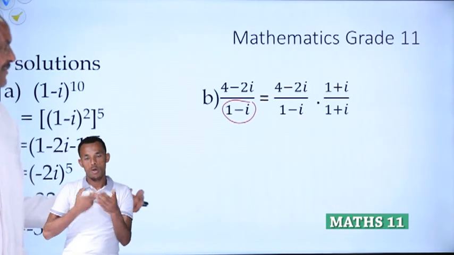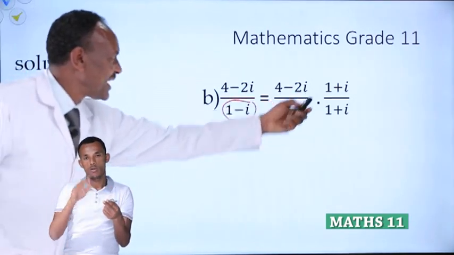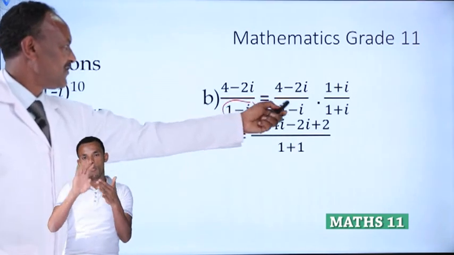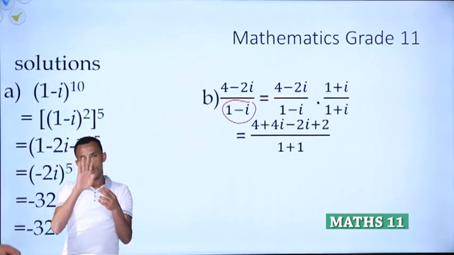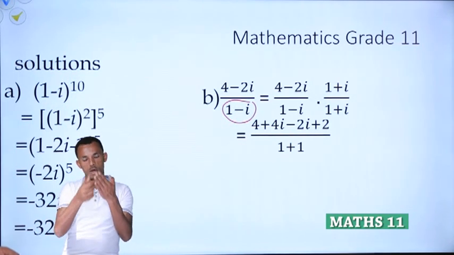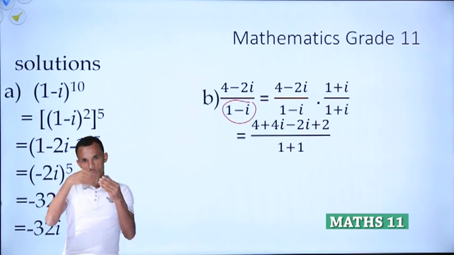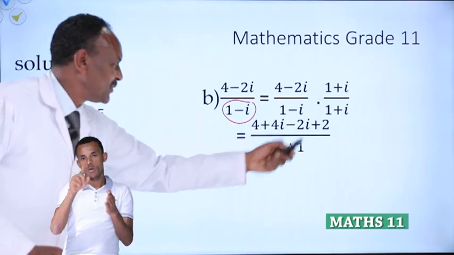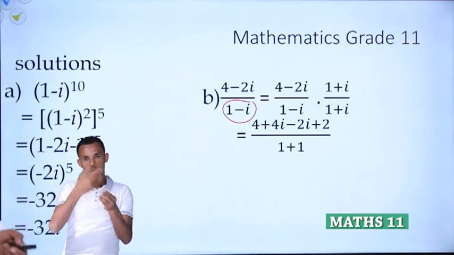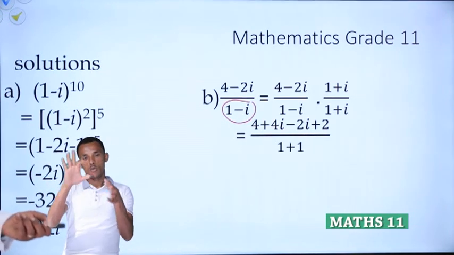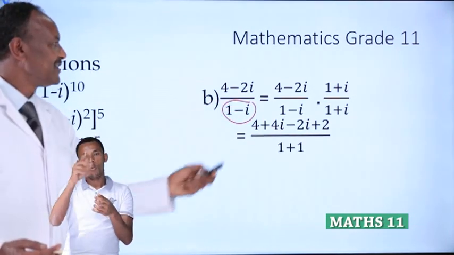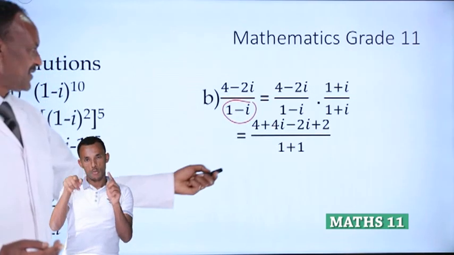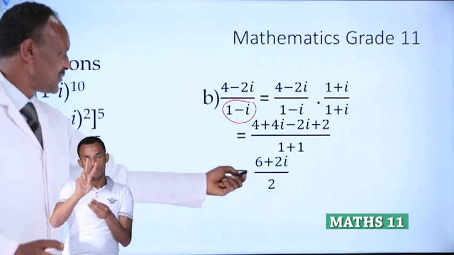Then we have learned about multiplication. (4 minus 2i) times (1 plus i) gives a product: 4 times 1 is 4, 4 times i is 4i, -2i times 1 is -2i, -2i times i gives -2i squared. But since i squared is -1, we'll have plus 2. (1 minus i) times (1 plus i), they are conjugates of each other, so we'll have 1 squared plus -1 squared, which is +1. 4 plus 2 is equal to 6.